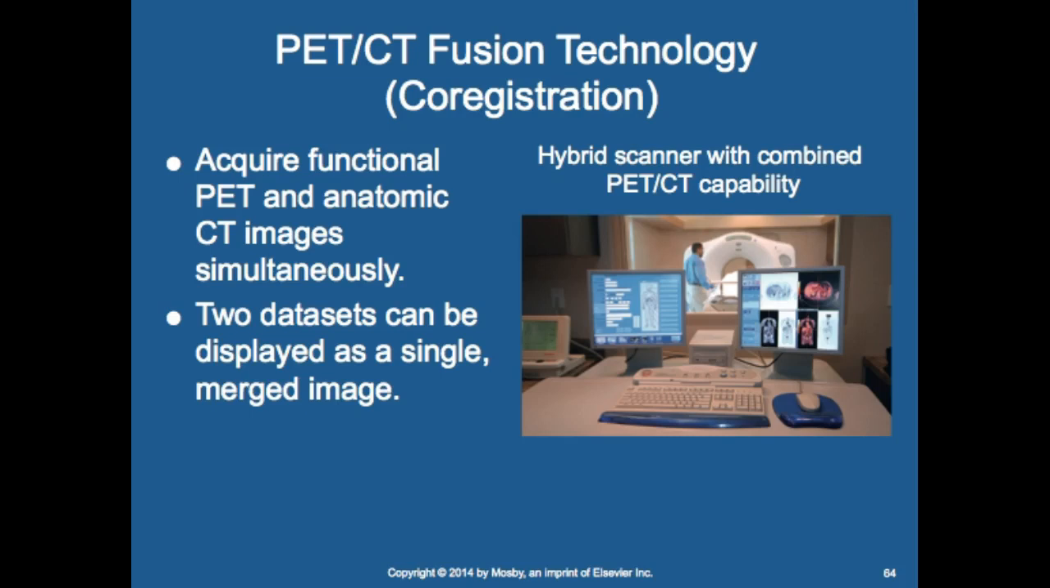So, PET CT acquires functional PET and anatomic CT images simultaneously. Two databases can be displayed as a single merged image. So we put one image on top of the other so we can localize tumors. So this is a hybrid scanner where they scan the patient with the gamma cameras, and then they go through the CT, and the software automatically merges the two so you can see exactly where the tumors are.